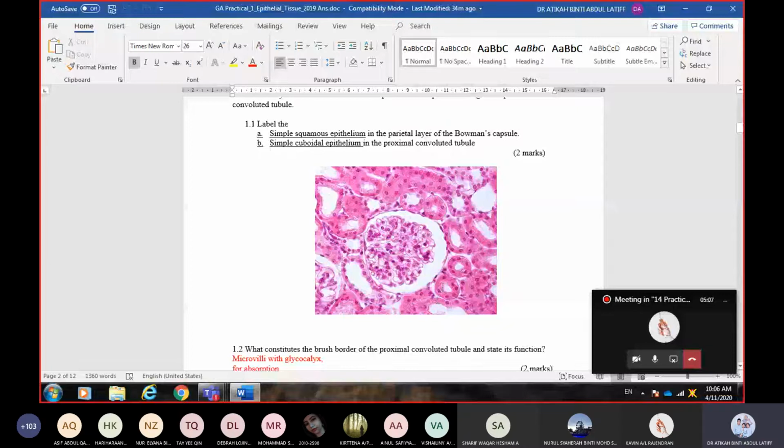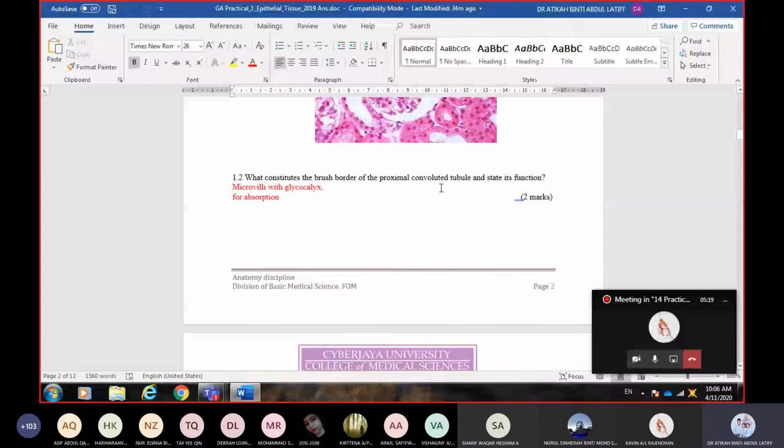So what constitutes the brush border of the proximal convoluted tubule and its function? So the brush border has microvilli with glycocalyx, and it is for absorption.